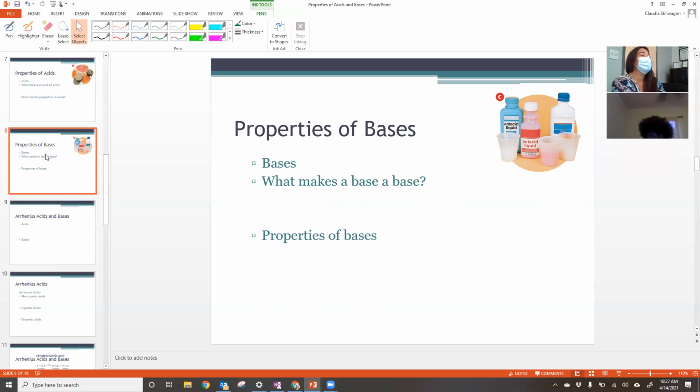Bitter. Very good. Bitter. Bases are bitter. Okay, bases are bitter. Please don't go home and eat soap. Please don't eat soap. I had to do it for my chemistry homework. Yeah, they're bitter. And how else?